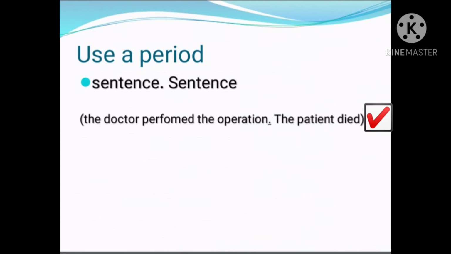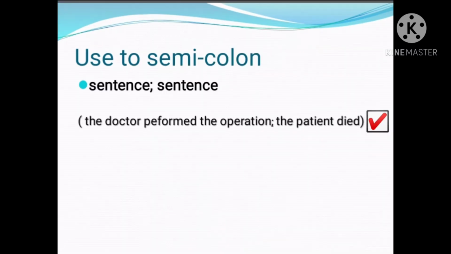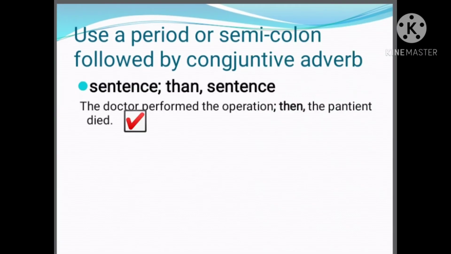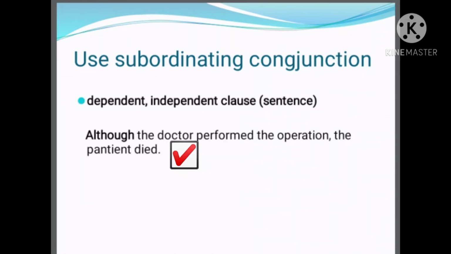Use a period. The doctor performed the operation. The patient died. Use a semicolon. The doctor performed the operation; the patient died. Use a coordinating conjunction. The doctor performed the operation, but the patient died. Use a period or semicolon followed by the conjunctive adverb. The doctor performed the operation; then the patient died. Use a subordinating conjunction. Although the doctor performed the operation, the patient died.